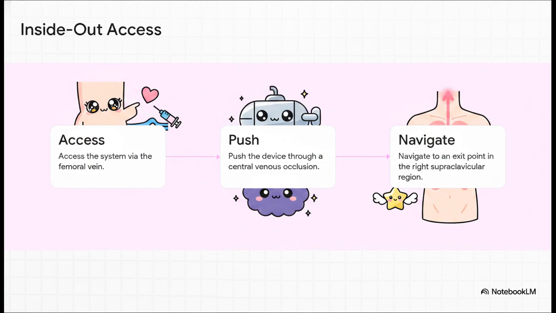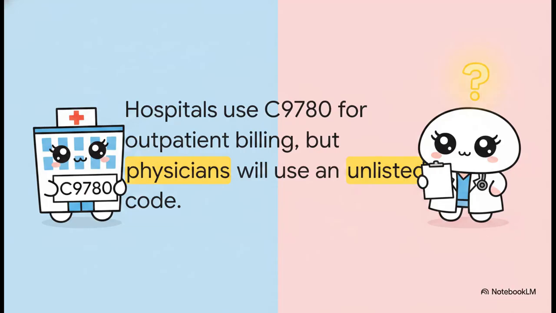Pretty amazing, right? But, coder alert, make sure you catch this critical billing distinction. While hospitals will use that C9780 code we just discussed for their outpatient billing, the professional billing is entirely different. Physicians performing this procedure with a Surfacer device will actually use an unlisted code. Knowing whether you're coding for the facility or the physician is absolutely paramount here.